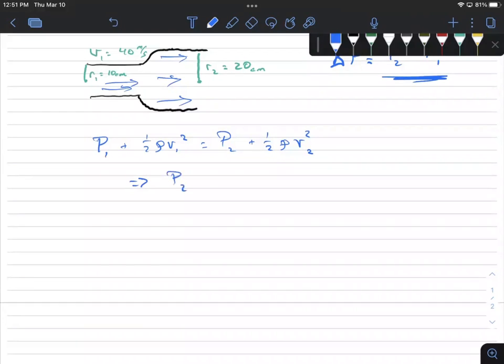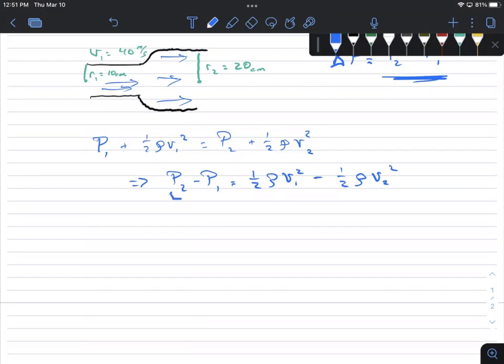So now I have P2 minus P1. And then everything else is on the left now. So this 1/2 rho V2 squared, I have to move it to the left side. So it's 1/2 rho V1 squared minus 1/2 rho V2 squared. Okay. I just took my equation and moved the terms around. I wanted to get P2 minus P1 by itself. So I moved the things over. And then everything else I just put on the other side. And in this case, it looks like this.